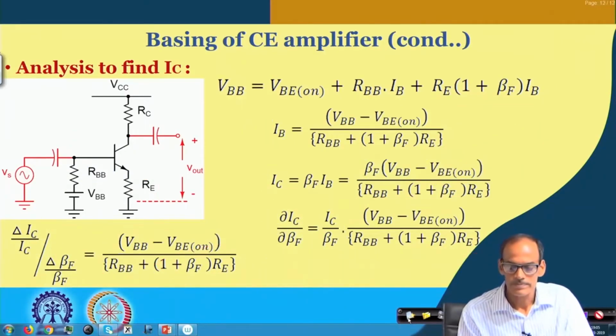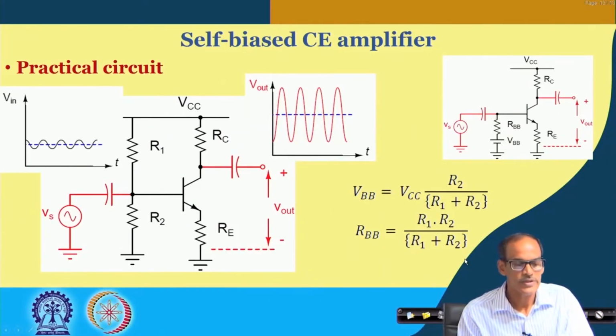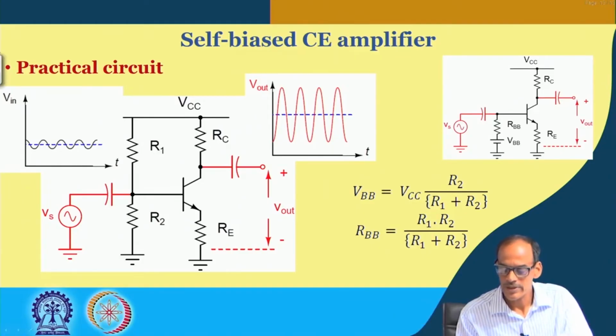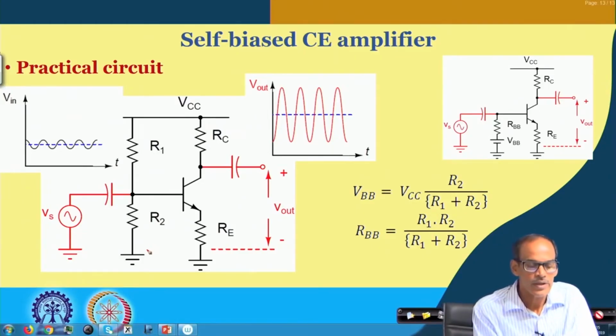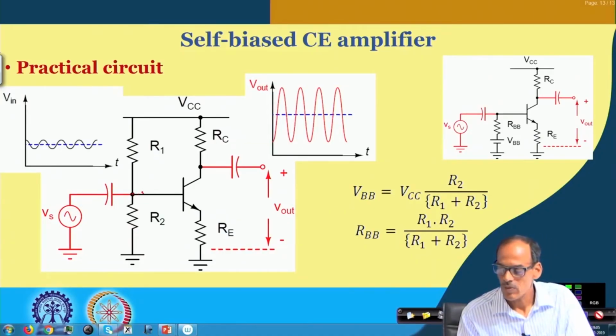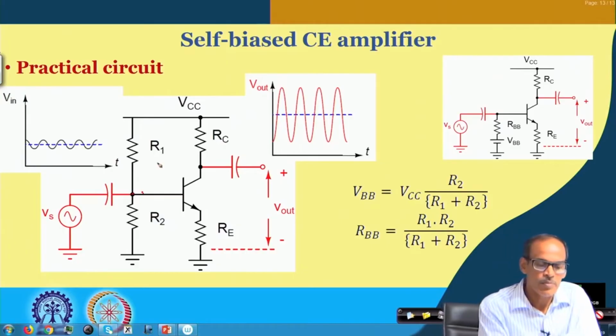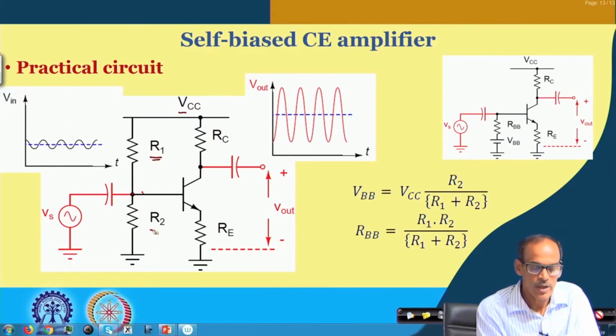Now, what is the practical circuit? Let us see. This is the practical circuit you can see, where instead of having an independent bias voltage at the base, what we have here is a potential divider from VCC by this R1 and R2.